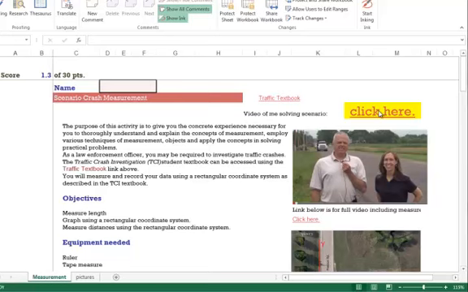As a law enforcement officer, you may be required to investigate traffic crashes. Traffic crash investigation student textbook can be accessed using this link above. You will measure and record your data using a rectangular coordinate system as described in the TCI textbook. We're going to measure, we're going to graph, and then we're going to measure distances using a rectangular coordinate system.